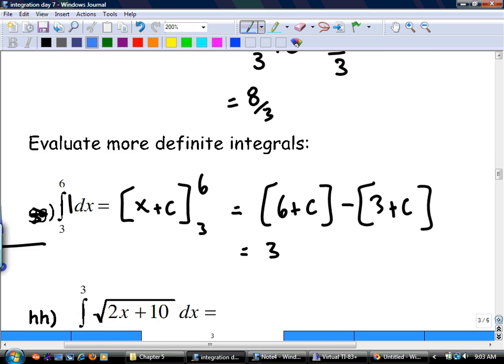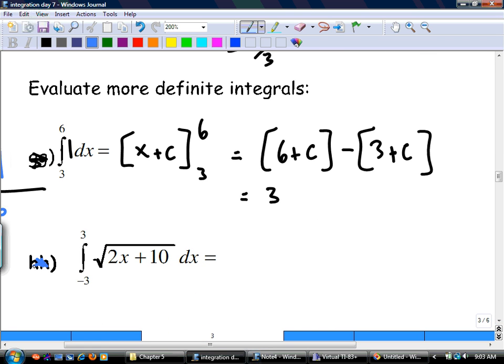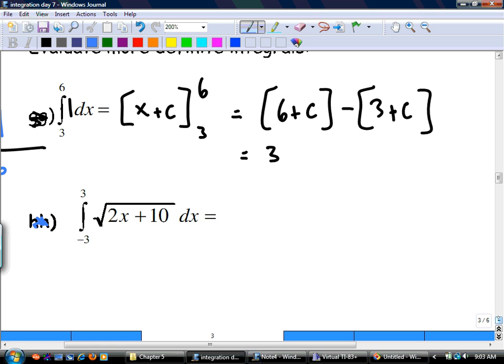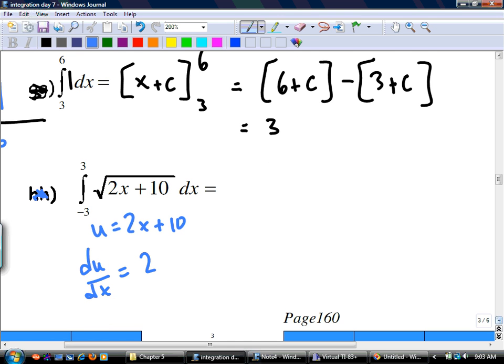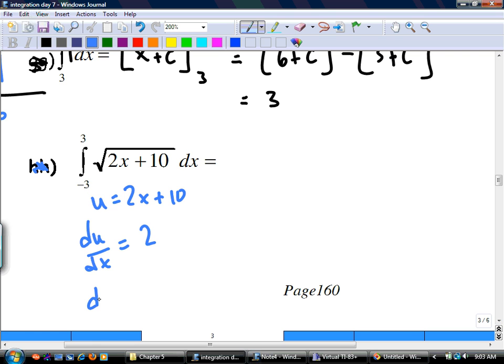Okay, so next one. What happens when we change... Ooh, root of 2x plus 10. Mr. Epp, how do we do this? u equals 2x plus 10. So du over dx equals 2. So du over 2 equals dx. So what does the antiderivative become?